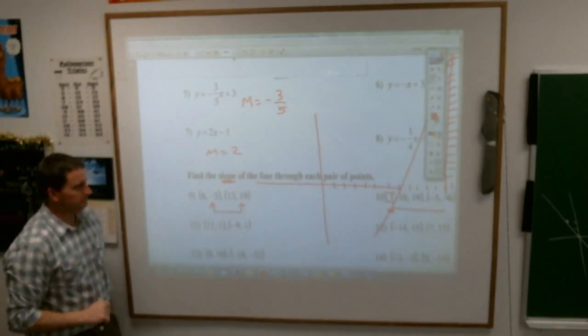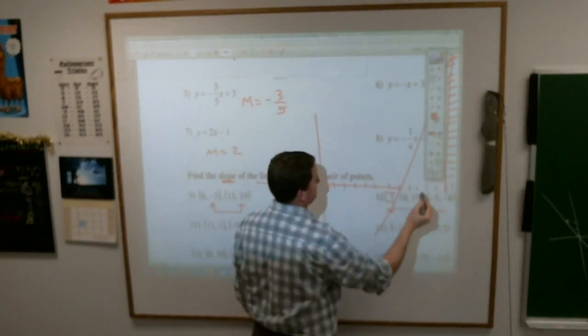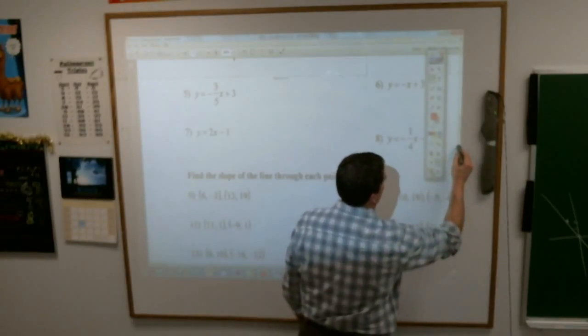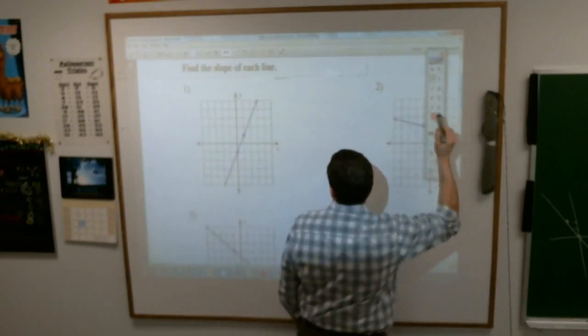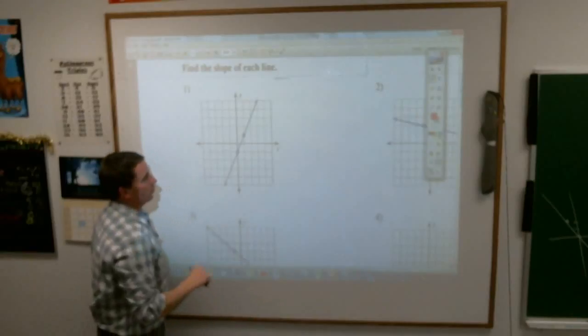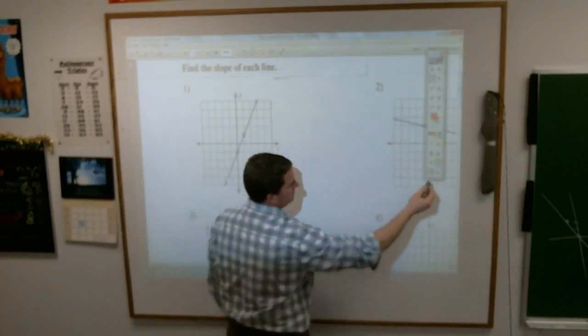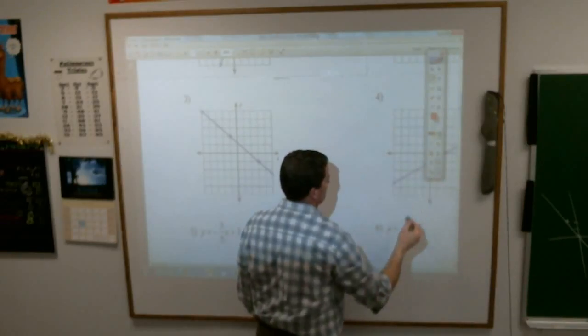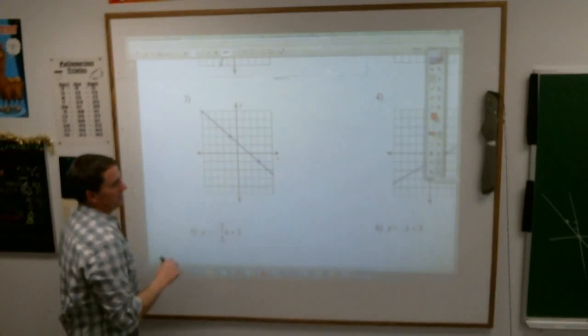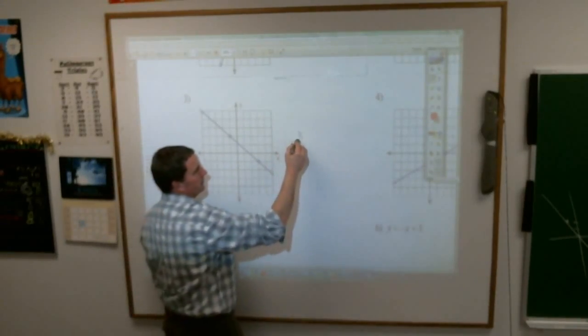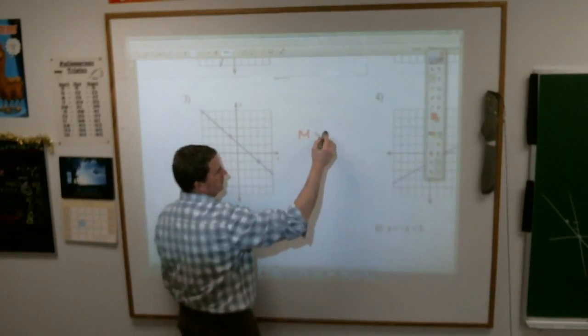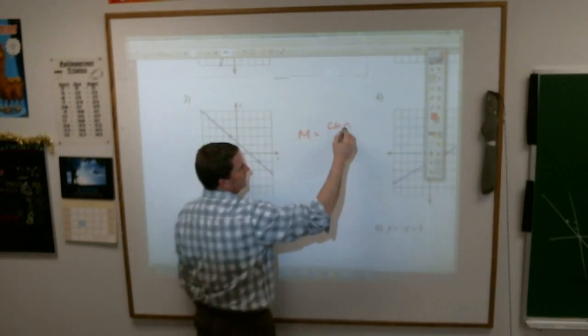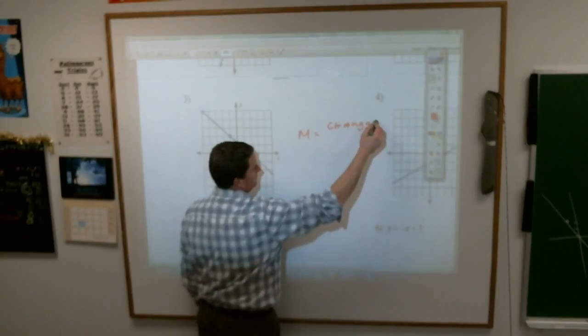Okay? Let me go back to this. This is not going to be confusing for you. Write this down, because this is today's grandiose whole thing. Slope, remember the last thing I wrote on there is that slope is the change in y over the change in x.